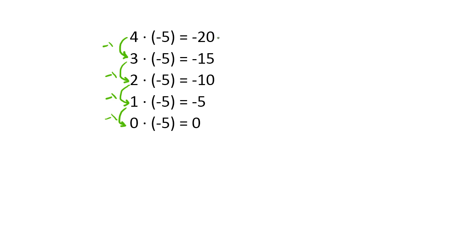Now, here, to get from negative 20 to negative 15, I actually add 5. To get from negative 15 to negative 10, I add 5. To get from negative 10 to negative 5, I add 5. To get from negative 5 to 0, I add 5. So now let's see what happens if we continue those patterns.